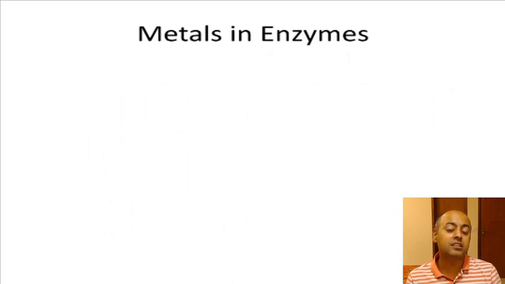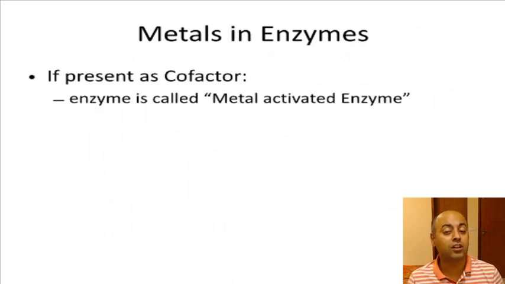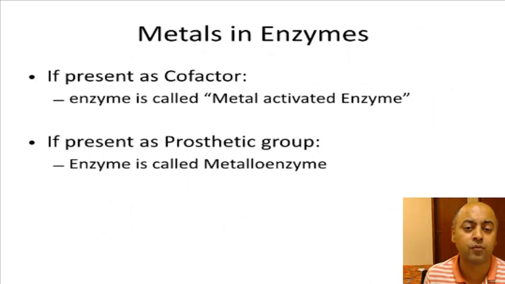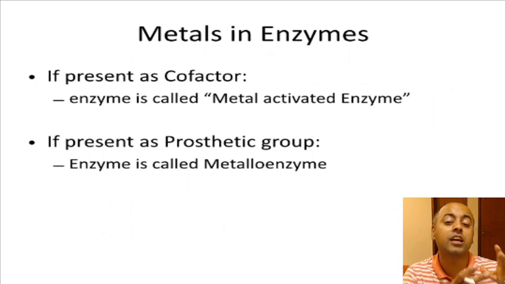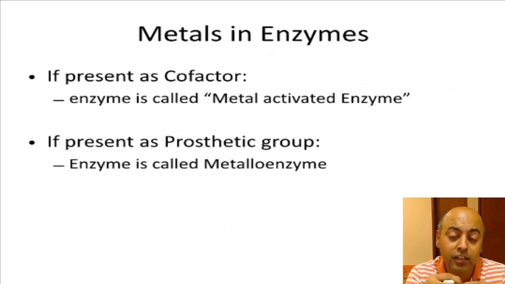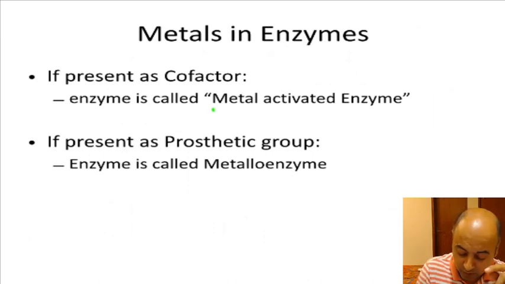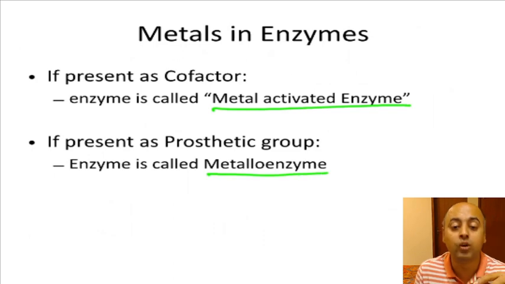Sometimes we find metals in the enzyme. They can participate in activation, in which case we call the enzyme a metal activated enzyme. Sometimes they may be covalently attached to the enzyme, in which case we call them the metalloenzyme. So depending on how the metal is present in the enzyme, whether it is coming in only for the reaction or it is covalently linked to the enzyme and consistently a part of the enzyme, based on that we have the metal activated enzyme and the metalloenzyme.